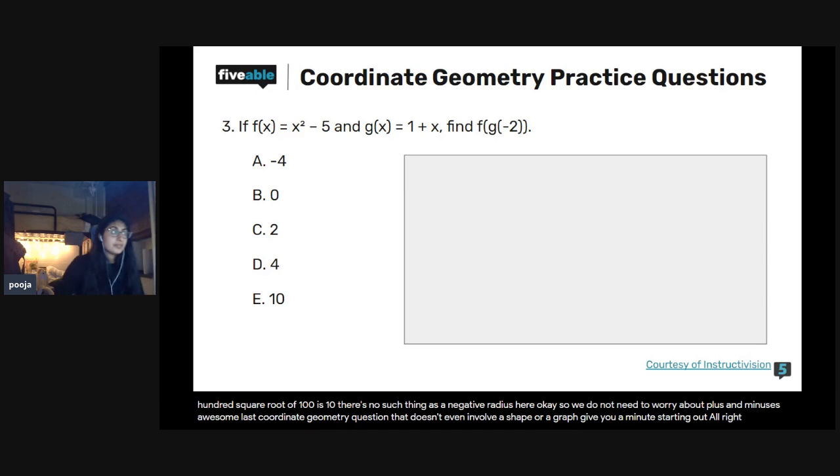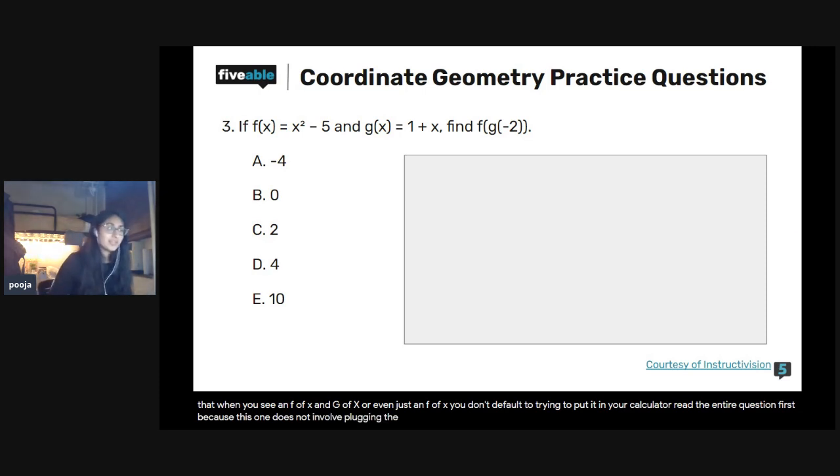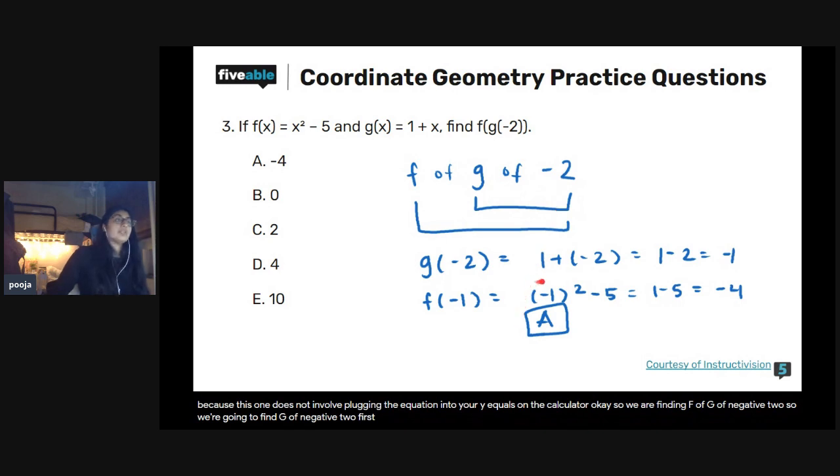All right. Make sure that when you see an f of x and a g of x, or even just an f of x, you don't default to trying to put it in your calculator. Read the entire question first, because this one does not involve plugging the equation into your y equals on the calculator. Okay, so we are finding f of g of -2. So we're going to find g of -2 first, which we just plug in. We get -1. And then we're finding f of -1. And so when we plug that in, we'll get -4, which is A. You guys are doing really good. Okay?